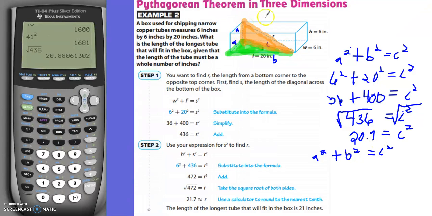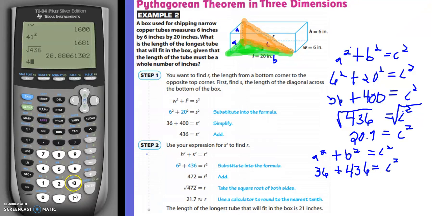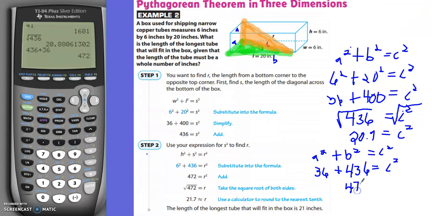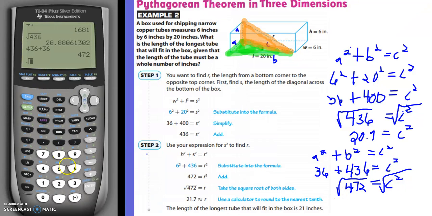This is A squared, which is 6 squared, which is 36. And this C squared, 20.9, is 436. So 436 plus 36 will get me 472. Take the square root of both sides. And I get 21.7.